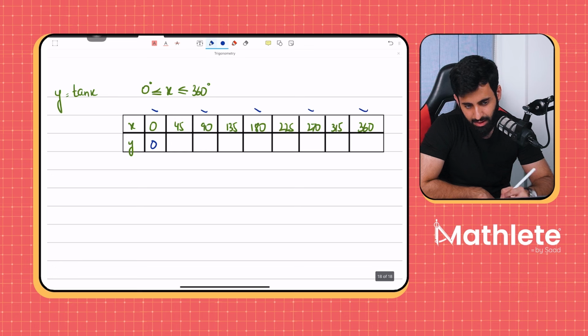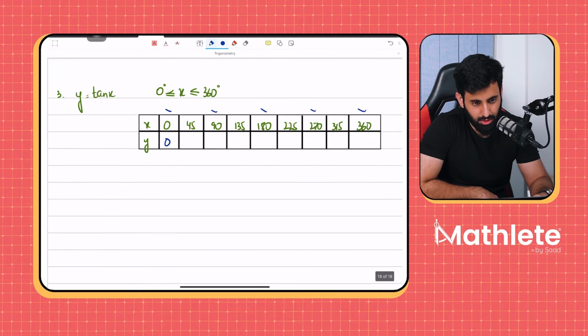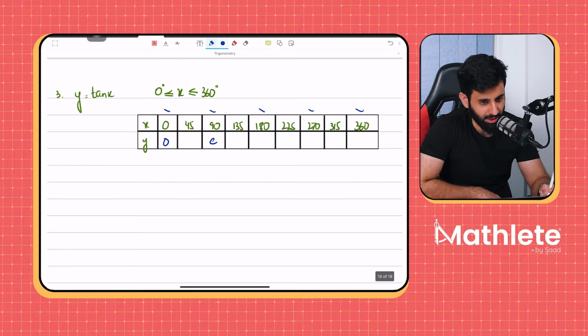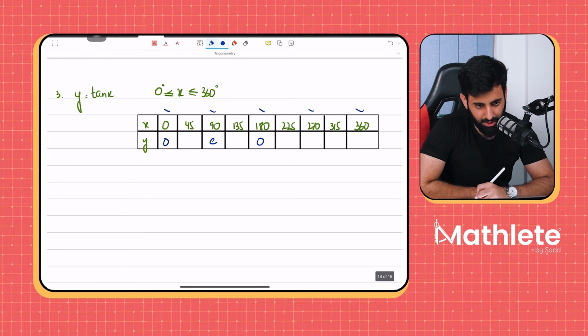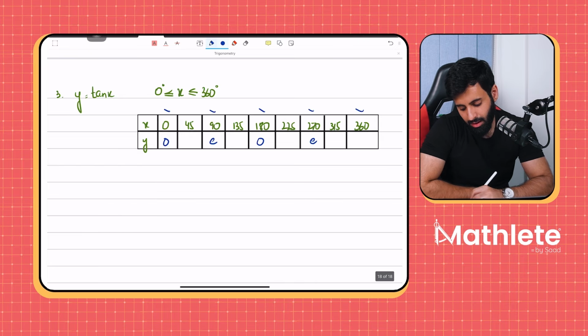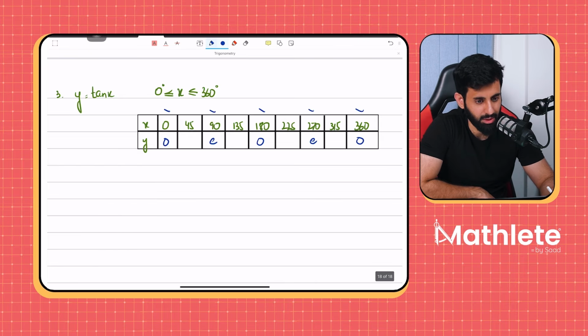If you plug in 90, tell me what you get. What's tan 90? Make sure your calculator is in degree mode. Yeah, you'll get an error. Basically we'll learn more about this error. So at the moment I'm just going to write E. Then if you plug in 180, you'll get 0 again. Then if you plug in 270, you will get an error again. And then if you plug in 360, you will get 0 again.